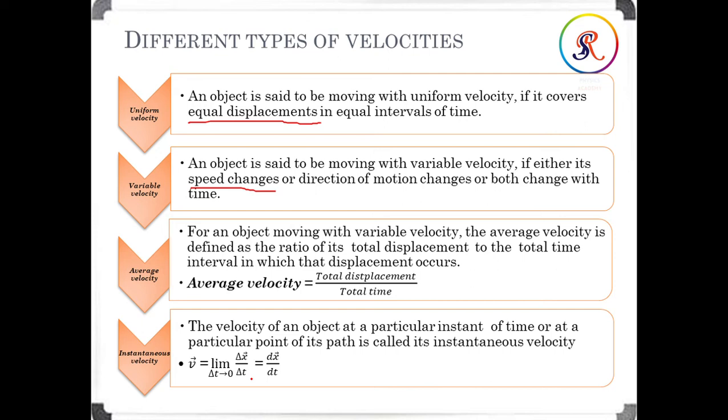So how does instantaneous velocity differ from average velocity? The average velocity of a body is defined as the change in position, or displacement, divided by the time taken in which that displacement occurs. But the instantaneous velocity of a body is the velocity of the body at any instant of time or at any point of its path.